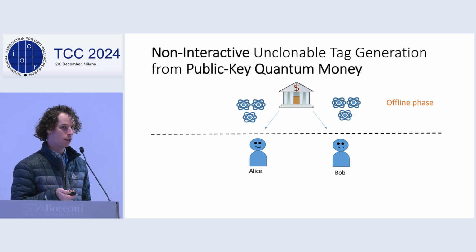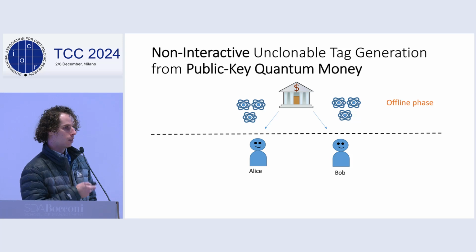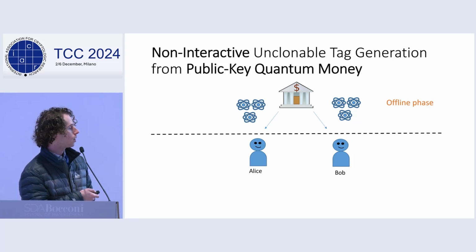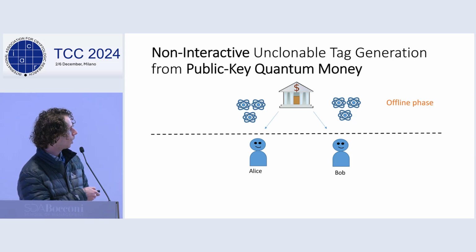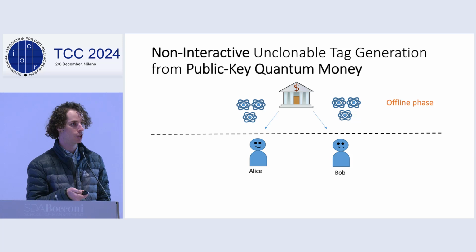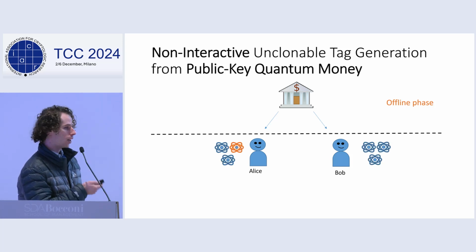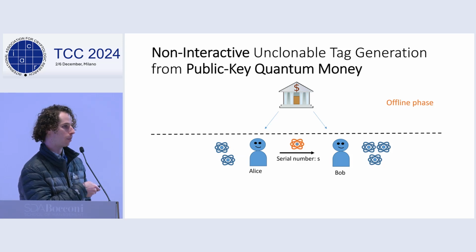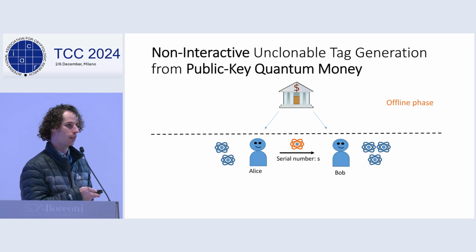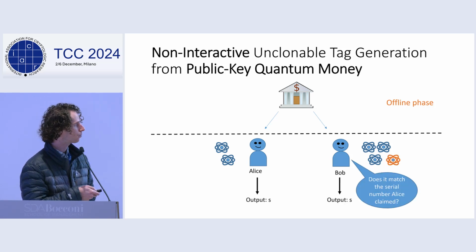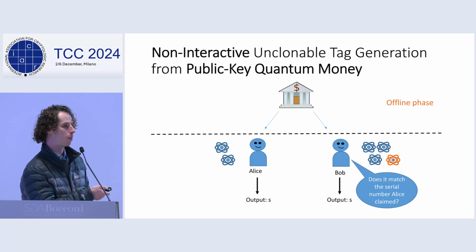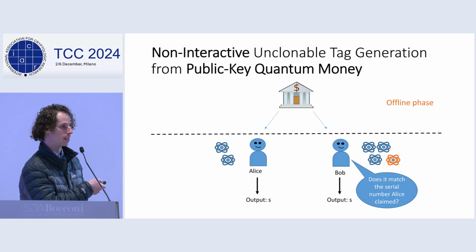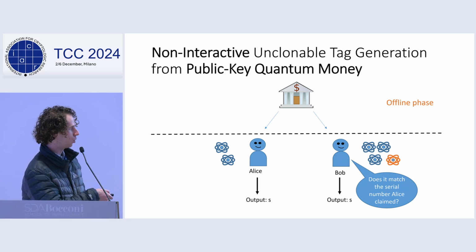So this is actually pretty easy to construct using public key quantum money. In this, we'll consider an offline phase where a bank just sends some quantum money states to each of two parties. And I'm going to highlight one of these quantum money states that we're going to use up for the tag generation. To generate a tag, Alice just picks her quantum money state and sends it to Bob. And then she outputs the serial number. And Bob, before outputting anything, is going to check that the serial number matches. If so, he just outputs the same serial number. Now, intuitively, because of the security properties of quantum money, the adversary cannot create two banknotes with the same serial number, and so at least one of the two will reject.